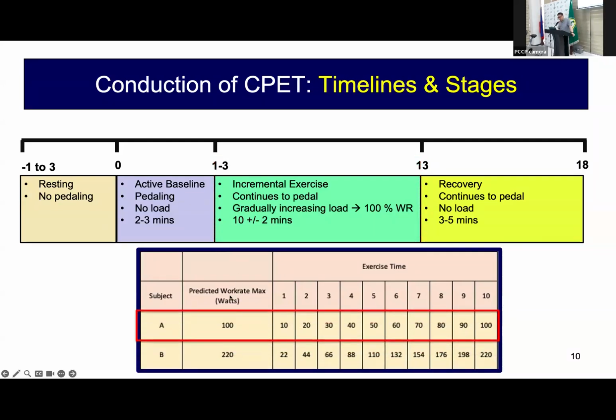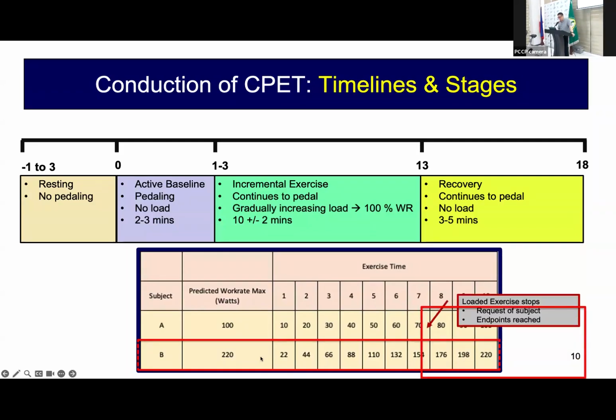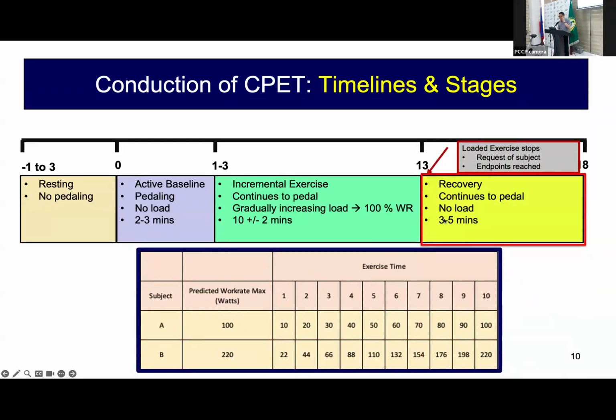So for example, we have a subject whose work rate maximum is 100. He should max out at 10 minutes at 100. So the incremental protocol is 10 watts. It is increased 10 watts every minute. So for example, it is 220 predicted. He should max out 220 at 10 minutes. So the protocol is we increase the work rate 22 watts per minute. So the test is stopped upon request of the subject or endpoints are reached as mentioned. And during this recovery phase, he continues to pedal with no load for the next 3 to 5 minutes.